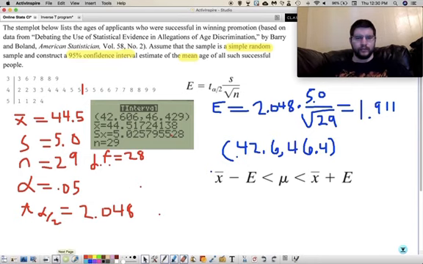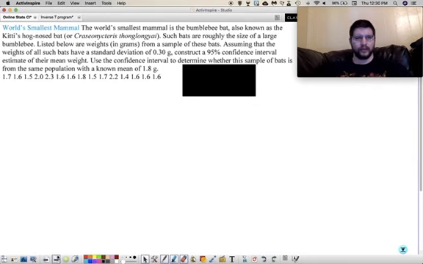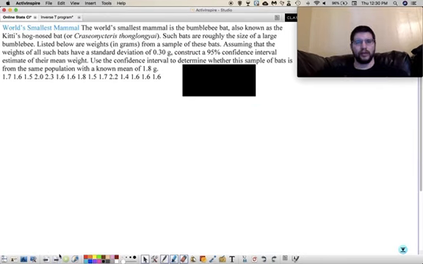Let's look at the next problem. All right, the world's smallest mammal is the bumblebee bat, also known as the whatever. Such bats are roughly the size of a large bumblebee. Listed below are the weights in grams from a sample of those bats. Assuming that the weights of all such bats have a standard deviation of 0.3 grams, construct a 95% confidence interval to estimate their mean. And then, after we do that, we're going to compare it to this 1.8 here.